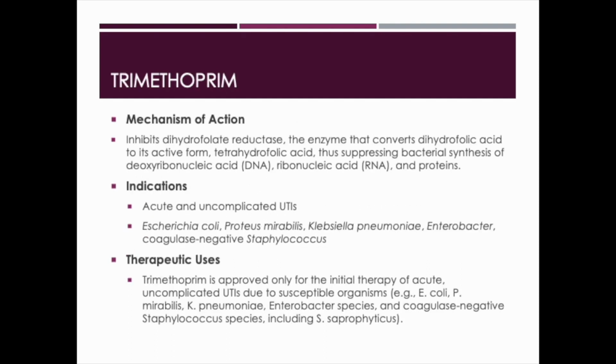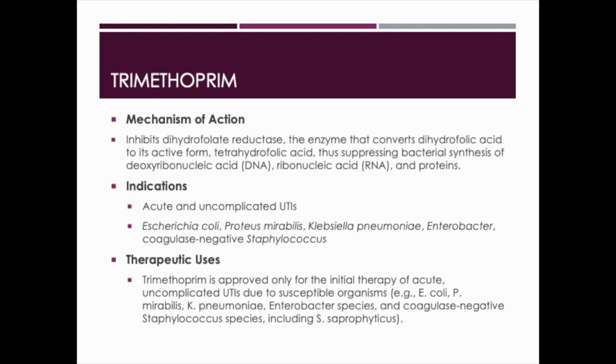Now we're going to talk about trimethoprim, which, just like the sulfonamides, suppresses the synthesis of tetrahydrofolate, and it is active against broad-spectrum microbes as well. The mechanism of action specifically is through the inhibition of dihydrofolate reductase, which is an enzyme that will convert dihydrofolic acid into an active form of tetrahydrofolic acid. And this will suppress the bacterial synthesis of DNA and RNA and proteins.